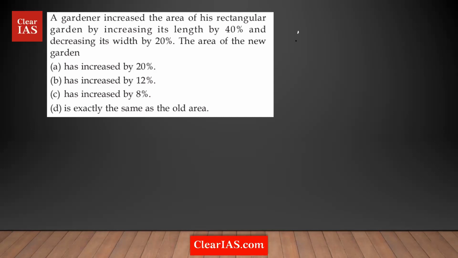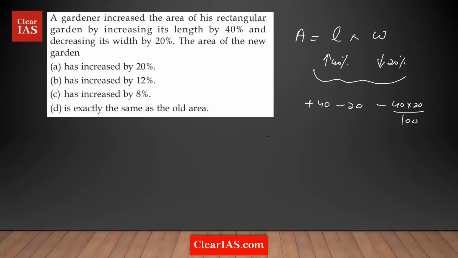So we know that area is equal to length into width. Correct? Length is increased by 40%. Width is decreased by 20%. What's the overall change you're going to get? 40 increase, 20 decrease. So it becomes plus 40 minus 20 minus 40 into 20 by 100. Correct? So this is equal to minus 8. So 20 minus 8, your answer is 12% increase. Option B is actually the right answer.